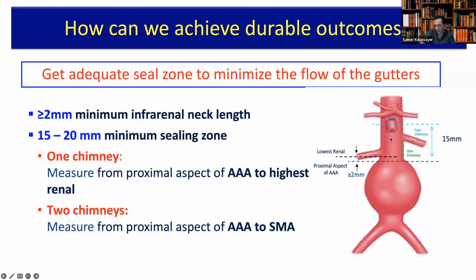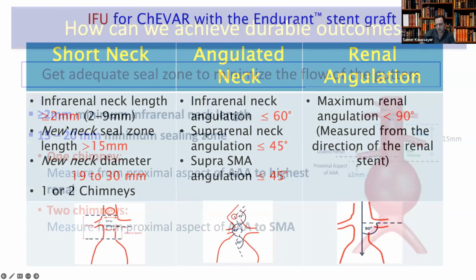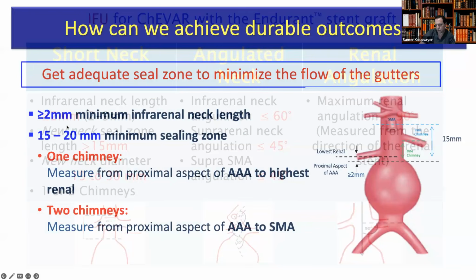If the SMA is very low, then you have to go even higher, and you have to go to the celiac. But now you have 3 chimneys, and it becomes very problematic. So maybe it's better to use BEVAR or FEVAR. Usually 2 chimneys is very acceptable. 3, you're pushing the limit. 4 chimneys is too much, unless you're dealing with a thoracoabdominal aortic aneurysm. So again, this is a rule. You need 2 millimeters. The most important, the new neck should be 15 to 20.